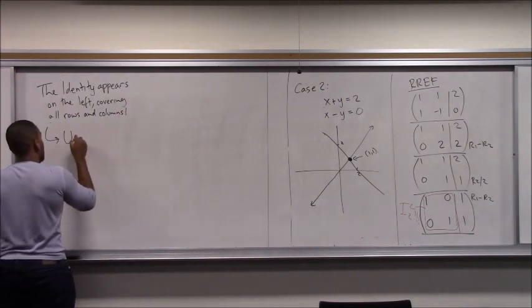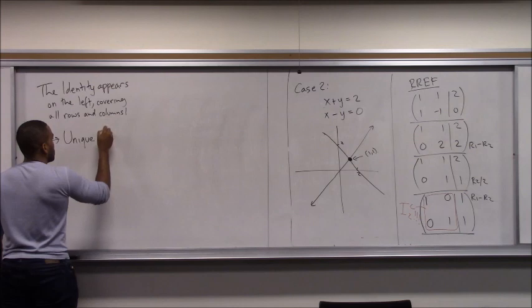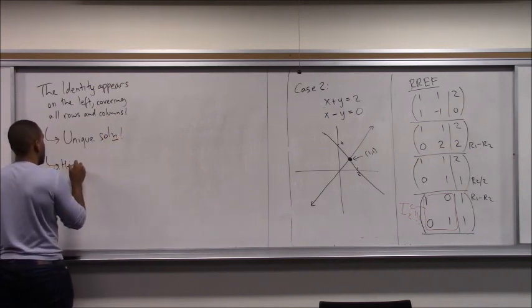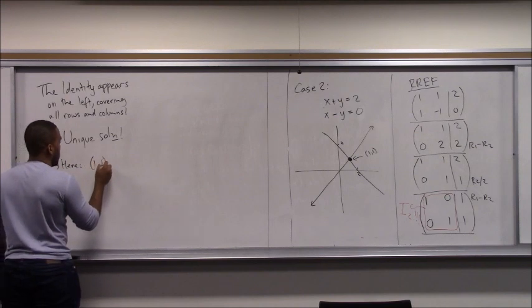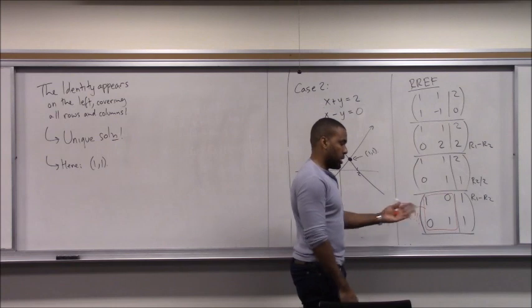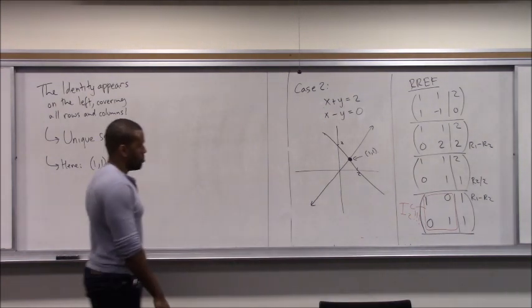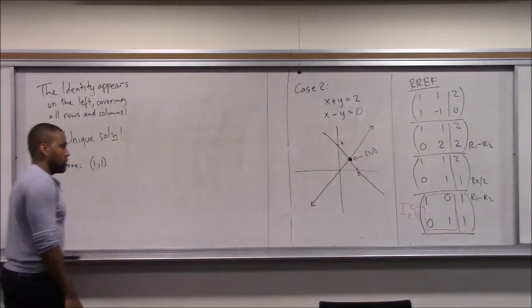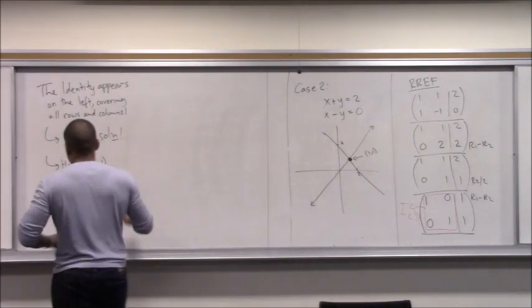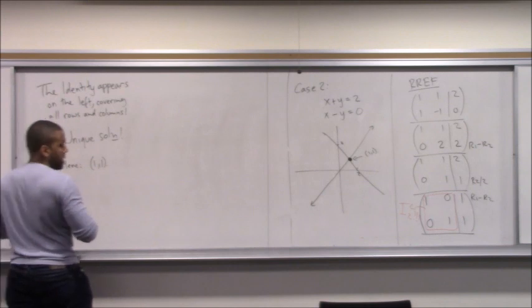Whenever that happens, this means you have a unique solution. In fact, here, that solution is 1, 1. So that's how you have a unique solution. The entire left side, if your coefficient matrix becomes the identity, so that's another way you can look at it.